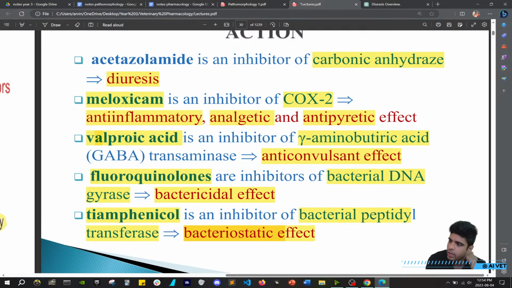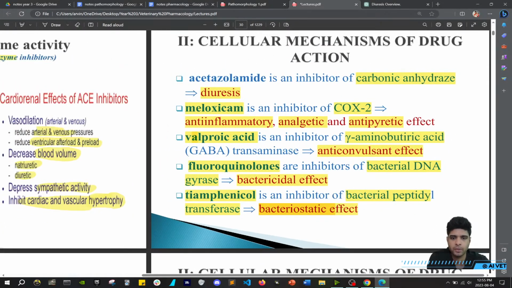Meloxicam is COX-2, anti-inflammatory, analgesic, pain reliever, antipyretic, fever reduction, and diuresis is acetazolamide. Thiamphenicol.